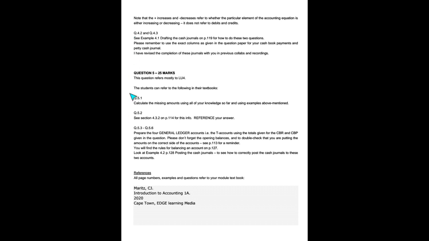So remember, carefully choose which ones are payments, and then the same for 4.3, where you've got to enter the transactions in the petty cash. You've got to go through that whole list of transactions and make sure you correctly identify which of those transactions belong in the petty cash journal.